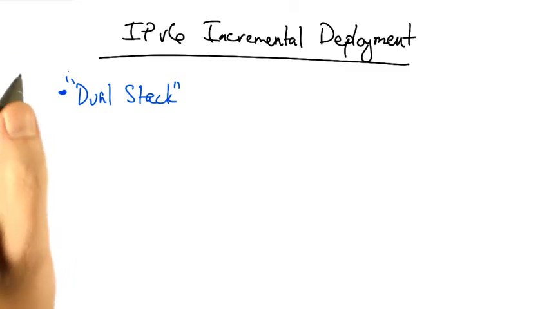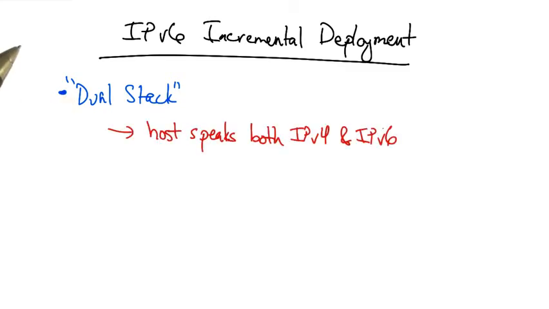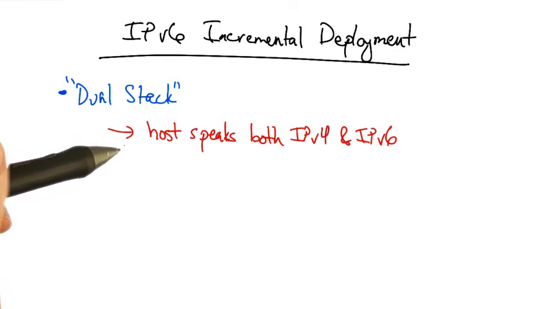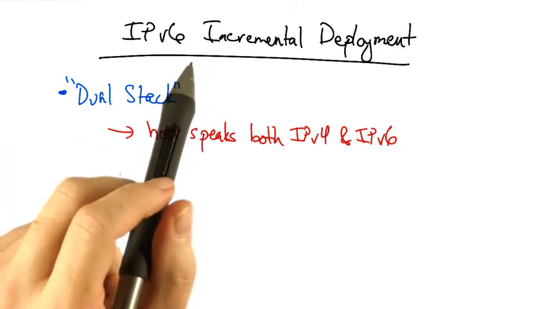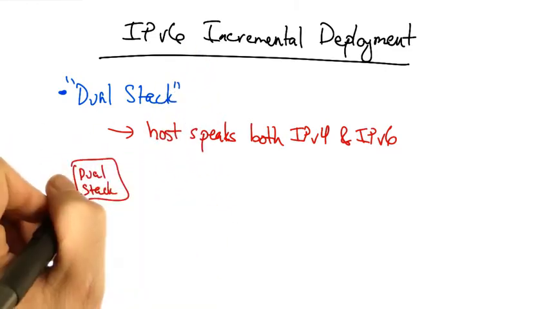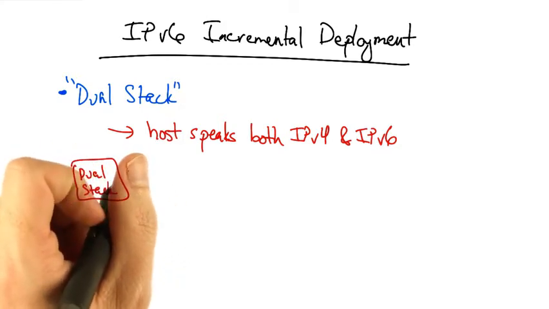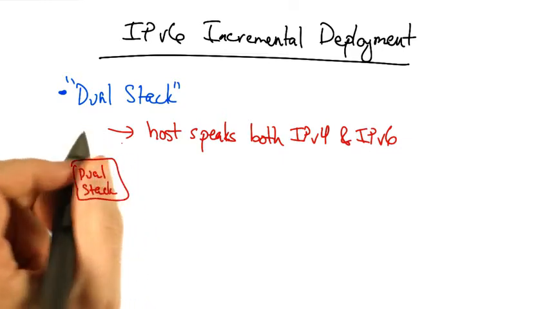One is what's called a dual stack deployment. In a dual stack deployment, a host can speak both IPv4 and IPv6. It communicates with an IPv4 host using IPv4 and communicates with an IPv6 host using IPv6. What this means is that the dual stack host has to have an IPv4 compatible address.